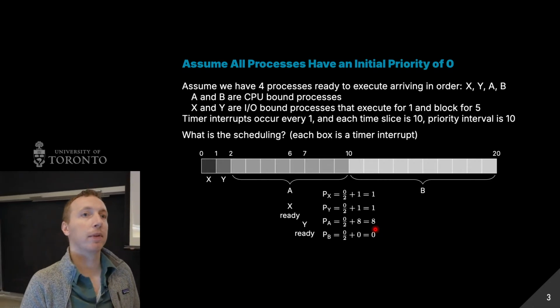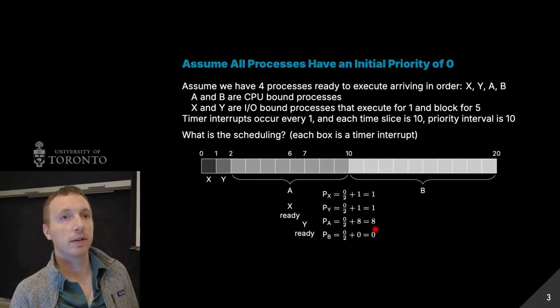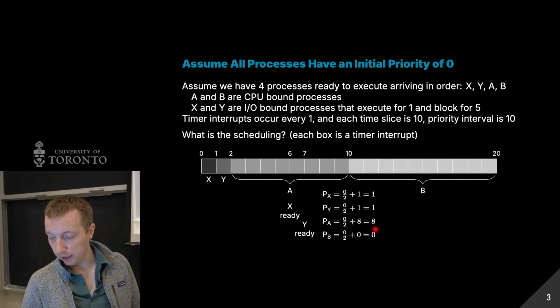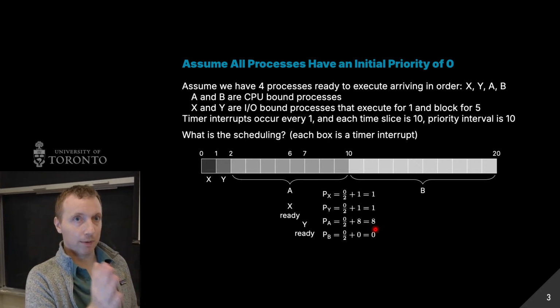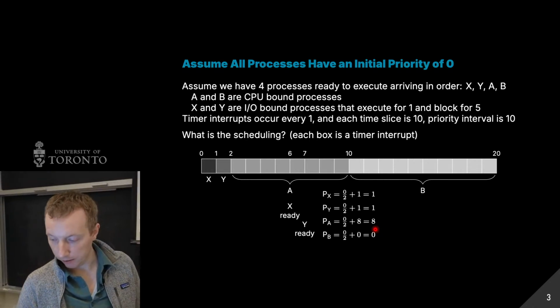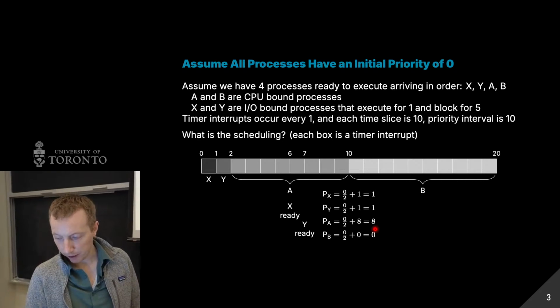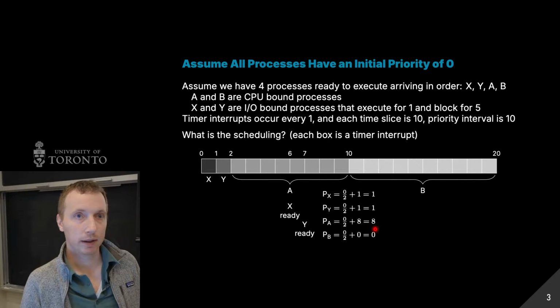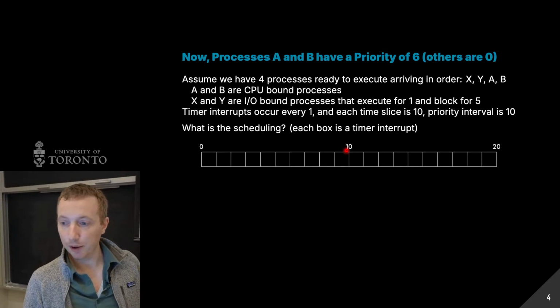Yep. So in this example, if you said the order was A, X, Y, B, would A run for 10, then X and Y for 1 each, and then B for 8? Yeah, so if A came first, it would just run for all 10, because they are all tied, and then we'd recalculate, and then X, Y, and B would all be the same. Yeah.